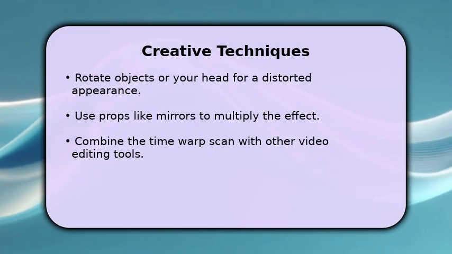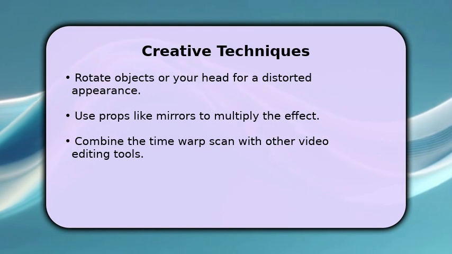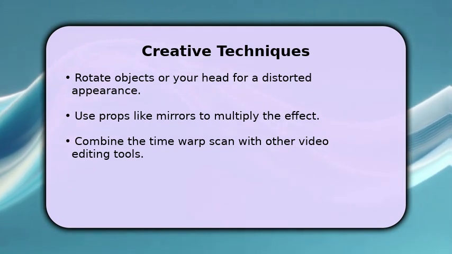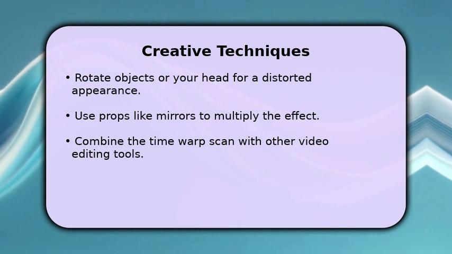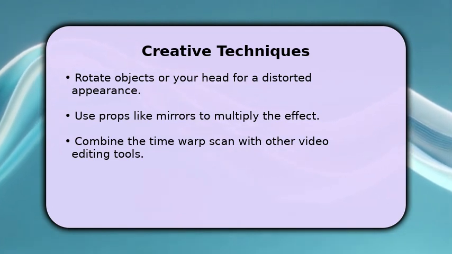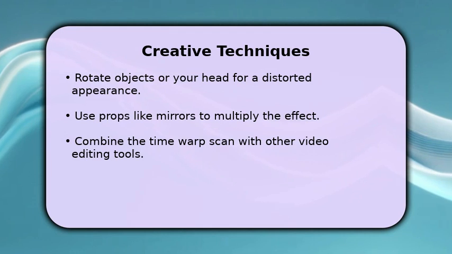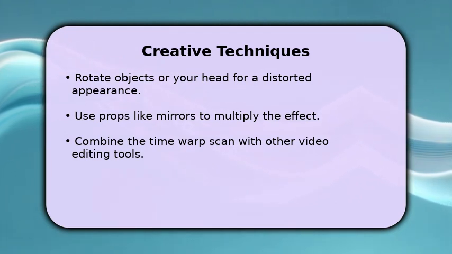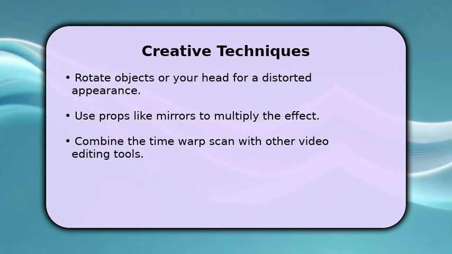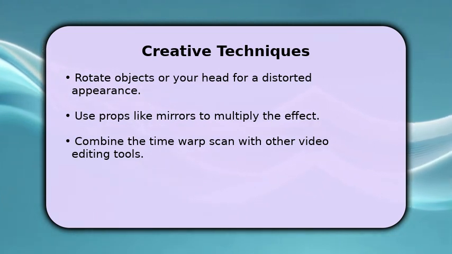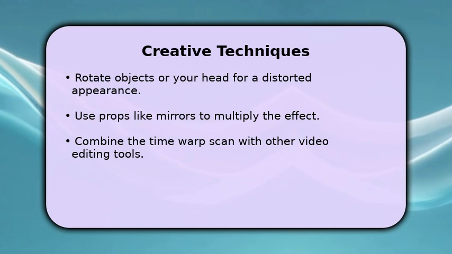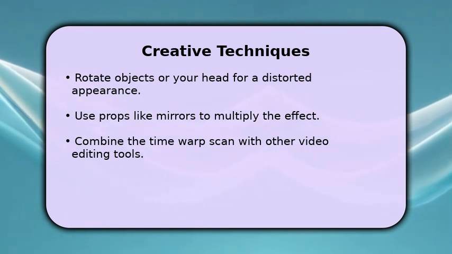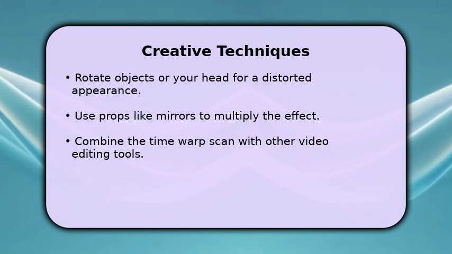To elevate your time warp scans, try some advanced techniques. For instance, rotating your head as the line passes can create a stretched, elongated face. Using a mirror can duplicate the effect, adding another layer of visual interest. Experiment with different angles and speeds. The possibilities are nearly endless, allowing you to produce truly unique and captivating visual content with this fun effect.